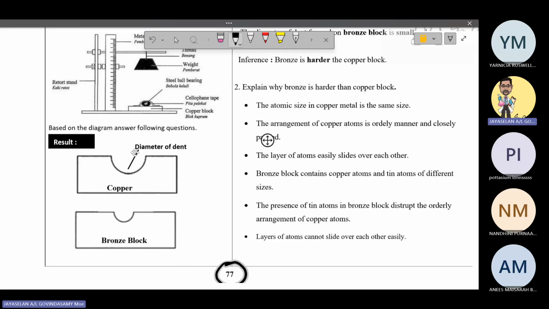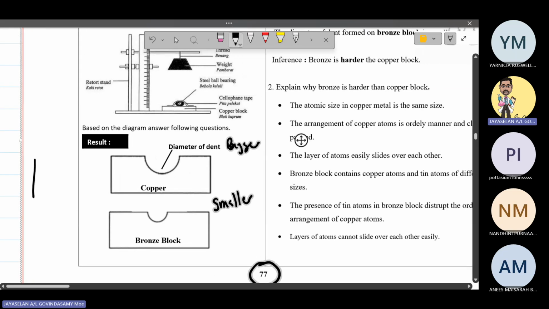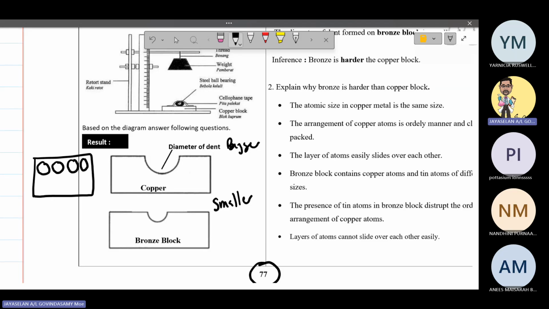The diameter of dent formed on copper block is bigger. Bronze block is smaller. Okay, copper block, saya lukis ni. Kalau dia minta lukis copper block, 1, 2, 3, 4, you lukis 4 bulat sama saiz macam ni.